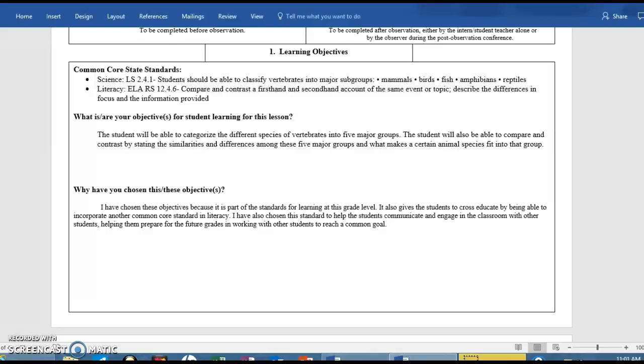Why I have chosen these objectives. I chose these objectives because it is part of the standards for learning at this grade level. It also gives the students a chance to do cross-education by being able to incorporate another Common Core standard, in this case, literacy. I've also chosen this standard to help the students communicate and engage in the classroom with other students, helping them prepare for the future grades and working with other students to reach a common goal.